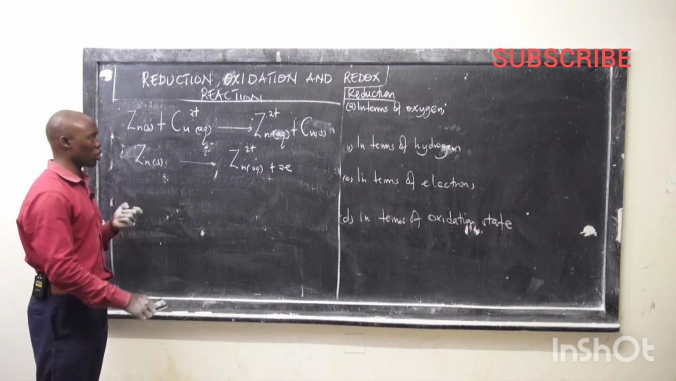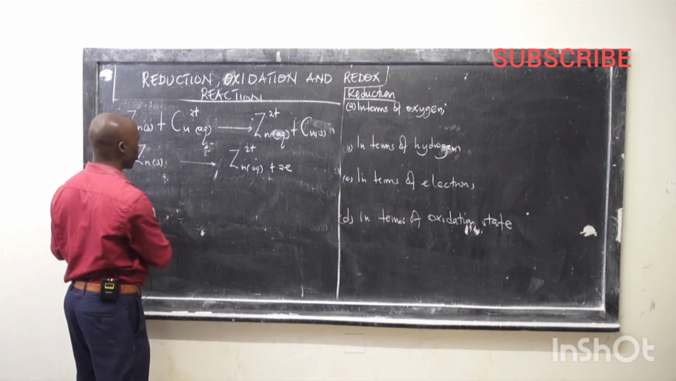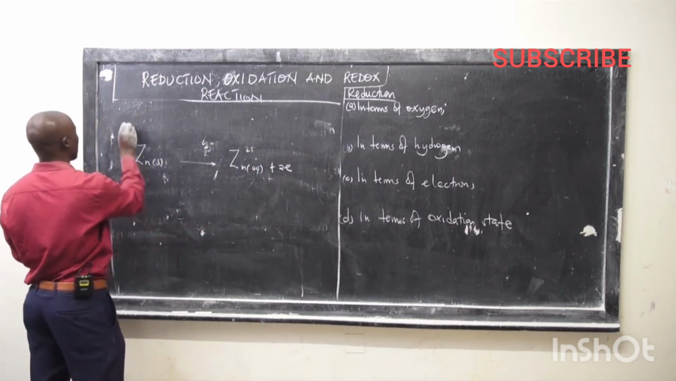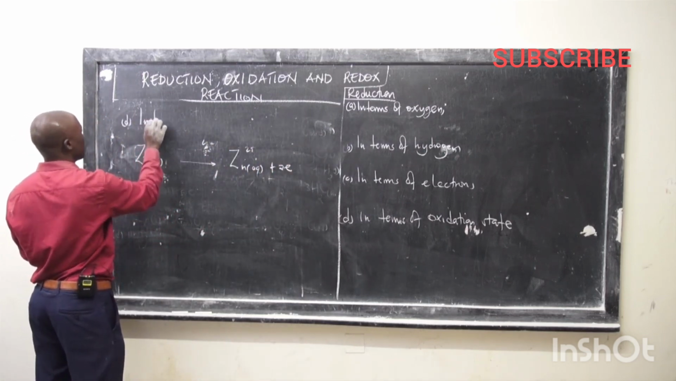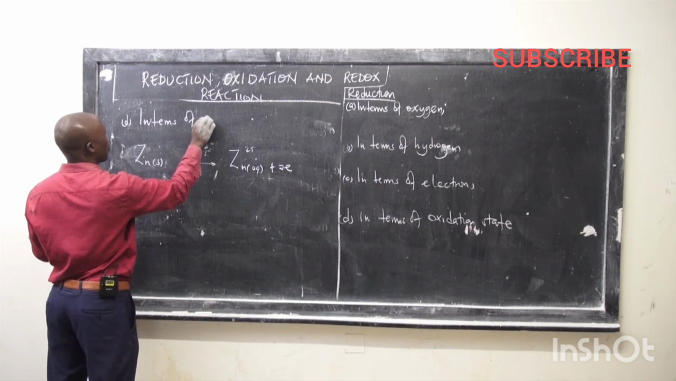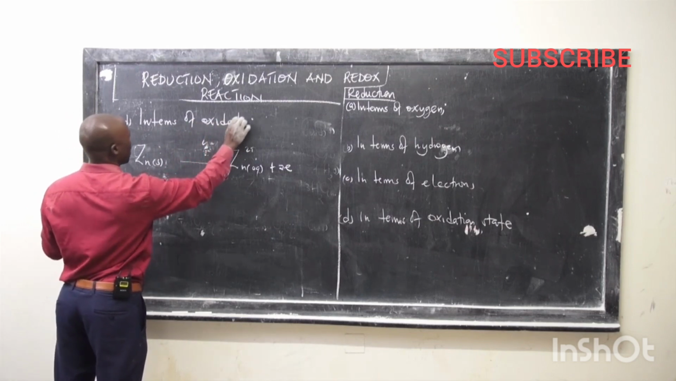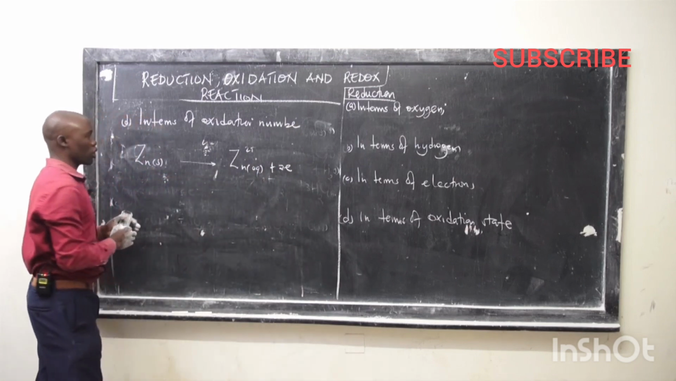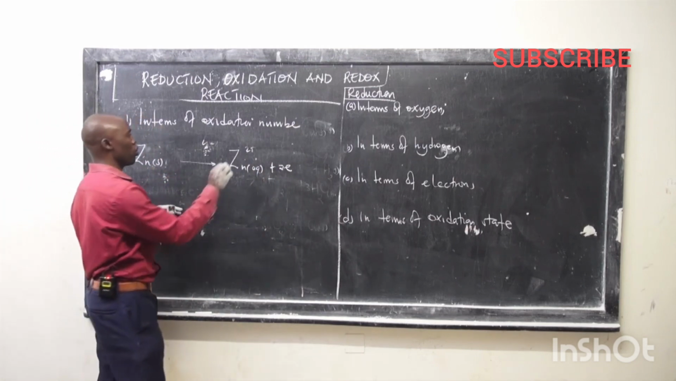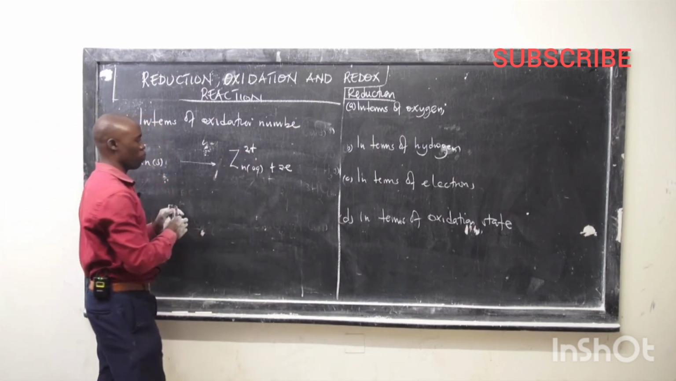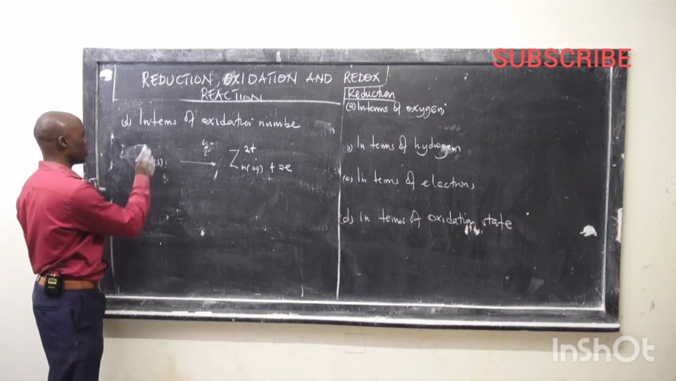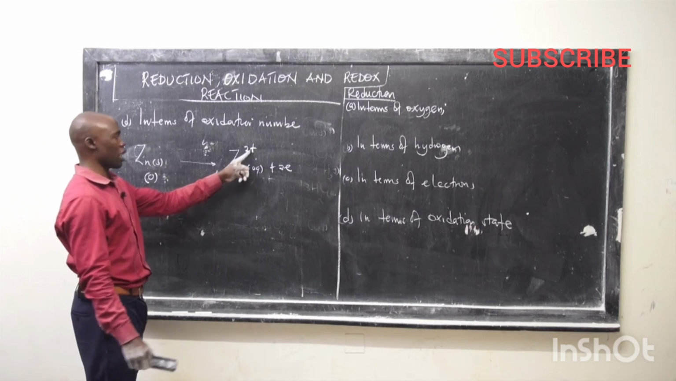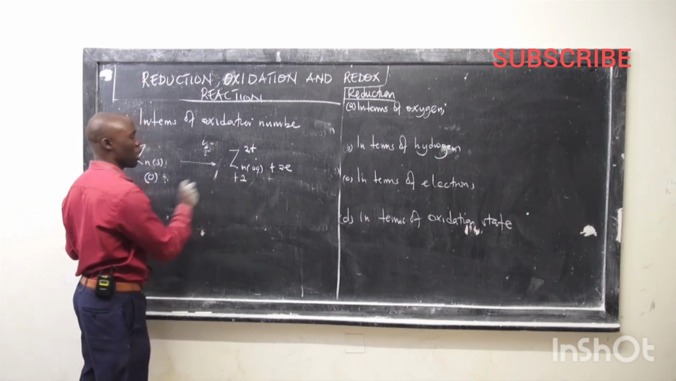Let's look at oxidation in terms of what we call oxidation number. Oxidation in terms of oxidation number, that's part D, or oxidation state. Now, oxidation state is just the charge on the element or the atom. We can see zinc here has no charge, so it has oxidation state 0, whereas the zinc ion here has oxidation state plus 2.